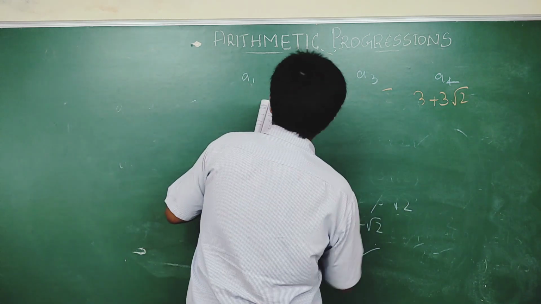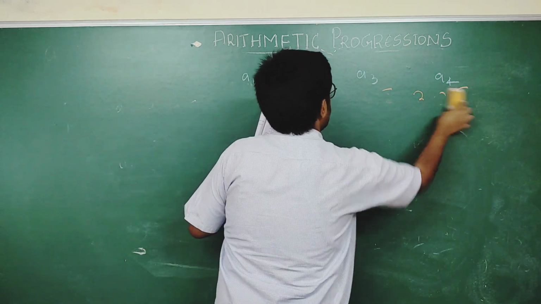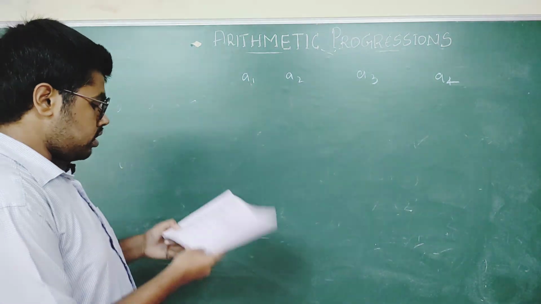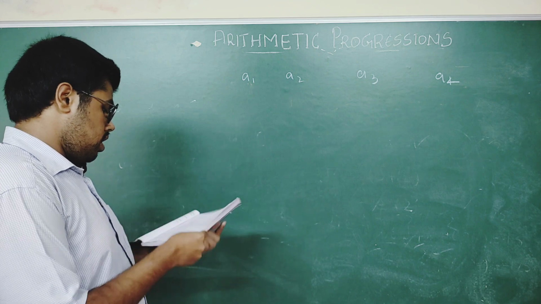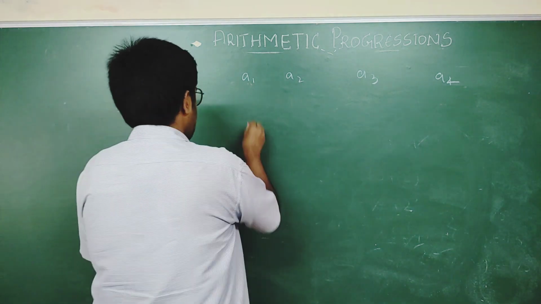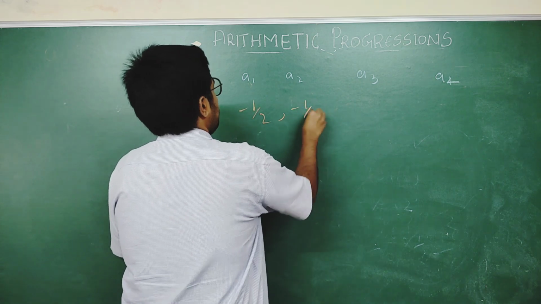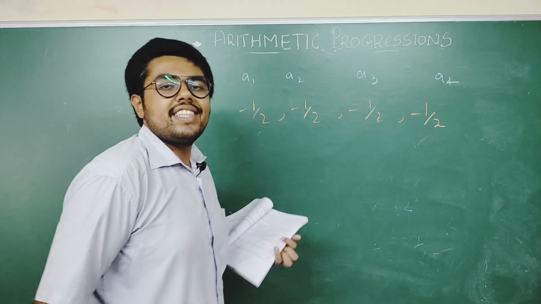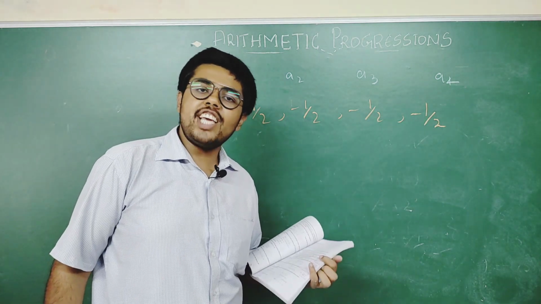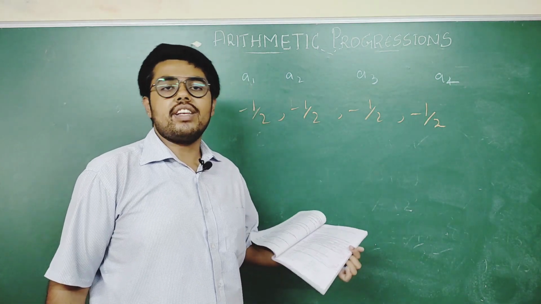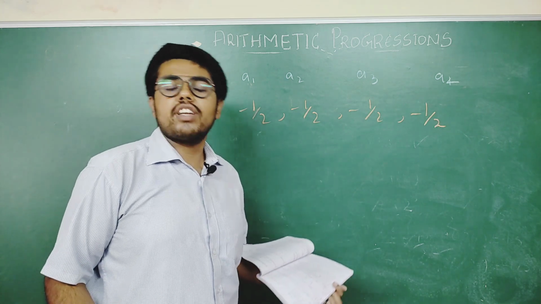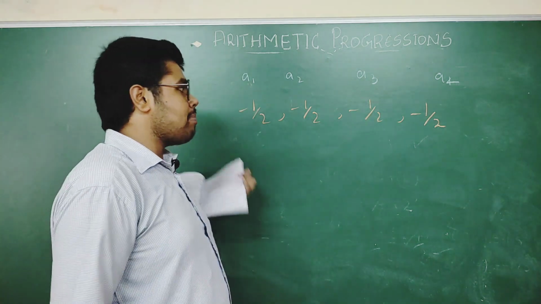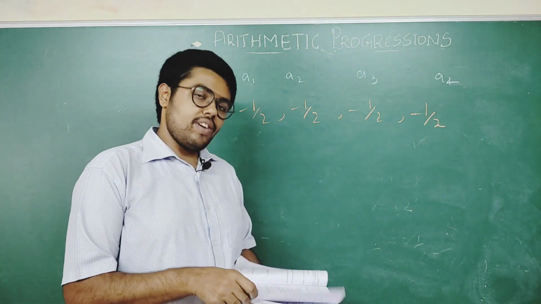Next problem, here is a very simple problem. Let me write minus half, comma, minus half, comma, minus half, comma, minus half. Is this an AP? It is an AP because the common difference is 0. How do you find the next 3 terms? It is again the same number. If they ask us to write the next 100 terms also, you can write them, because it is the same number again. So this is also an AP.